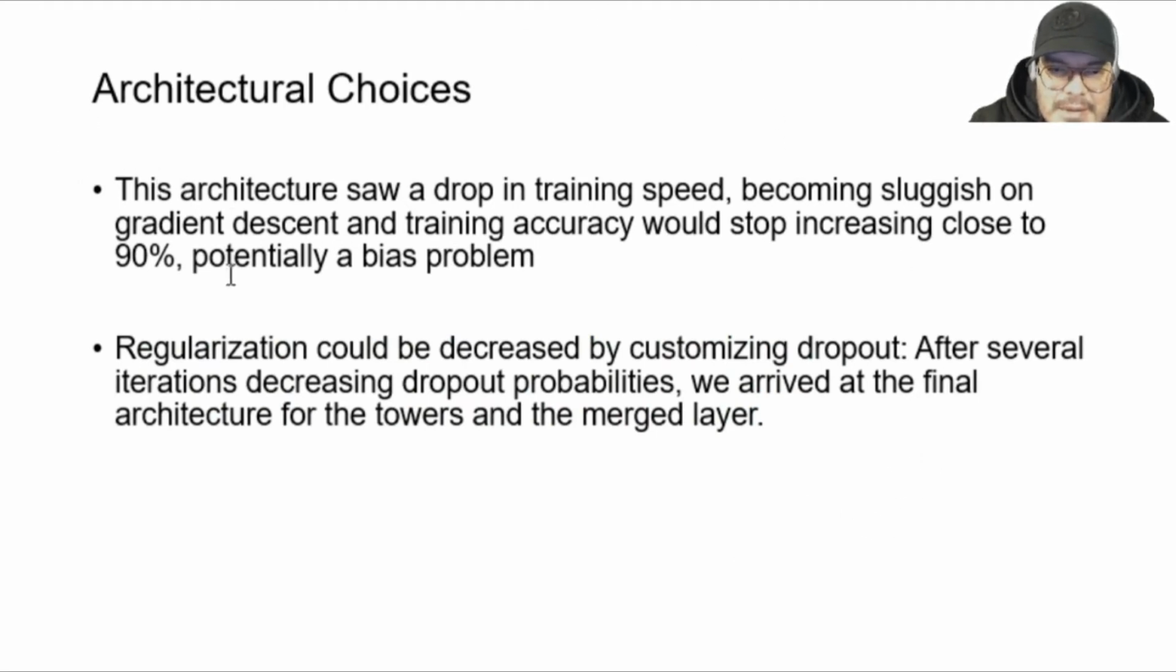But then this architecture saw a drop in training speed, becoming sluggish on the gradient descent, and then the accuracy would basically stop increasing close to 90%. So potentially a bias problem. I figure one thing that we had not tweaked in terms of regularization could be the dropout. So after several iterations, decreasing dropout probabilities, because we had them all basically at 0.5 probability, we arrived at the final architecture for the towers and for the merge layer.